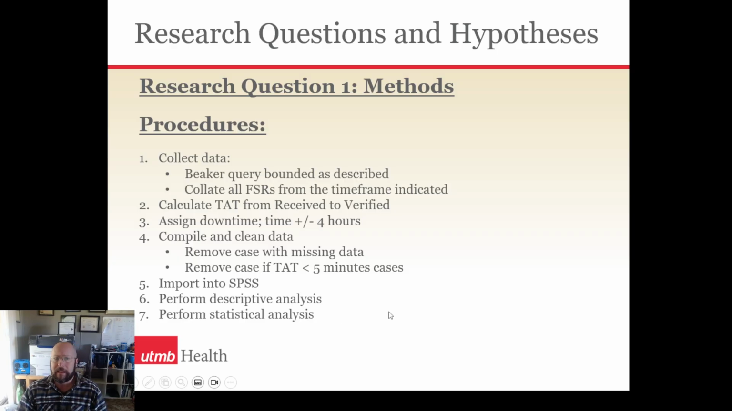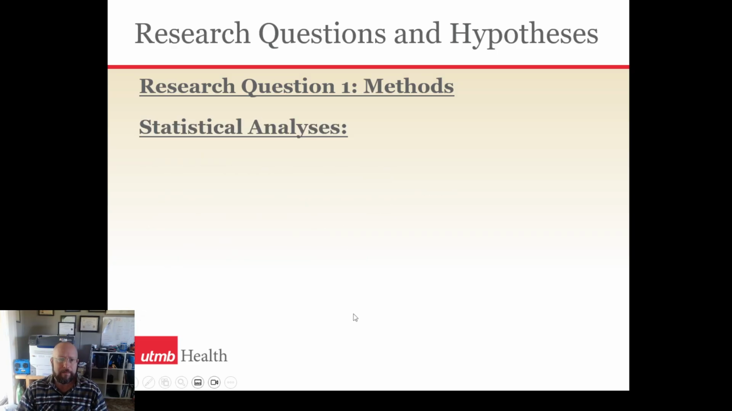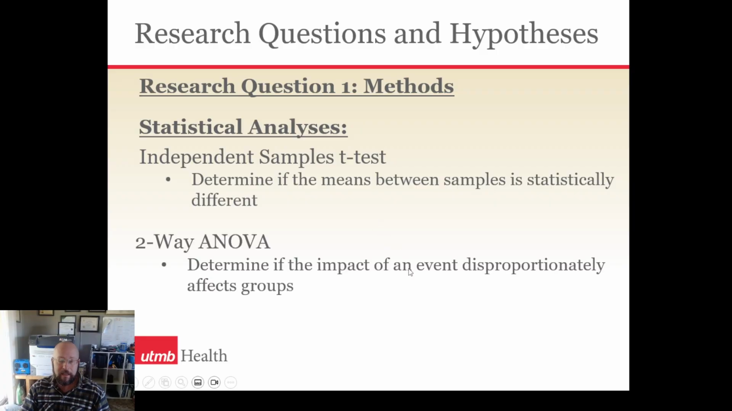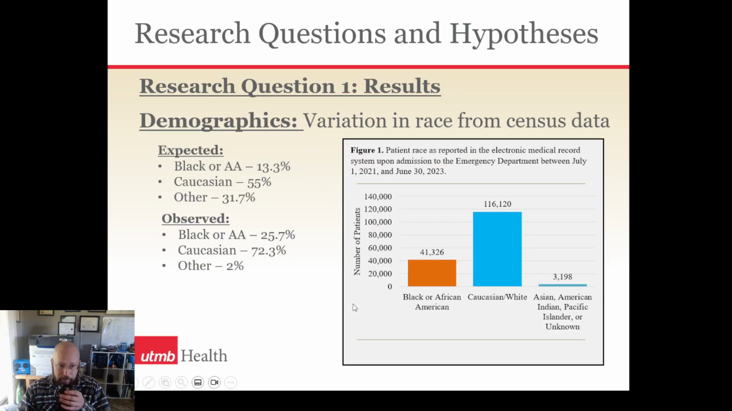And then we imported this and calculated the statistics in SPSS. For the statistics, we used an independent samples t-test. Essentially, I wanted to see whether the mean of turnaround time between samples was statistically significant. And then we used a two-way ANOVA test as well to determine if there was a disproportionate impact on different groups.